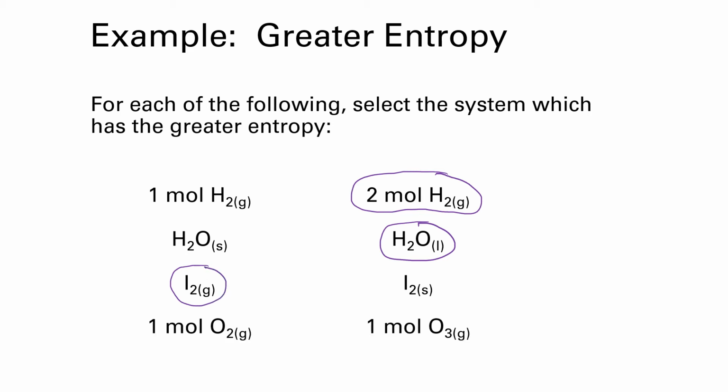And let's see, 1 mole of oxygen versus 1 mole of ozone. Well, that mole of ozone has more atoms in it than the mole of oxygen does, so having those extra atoms gives ozone a little bit of an edge here.